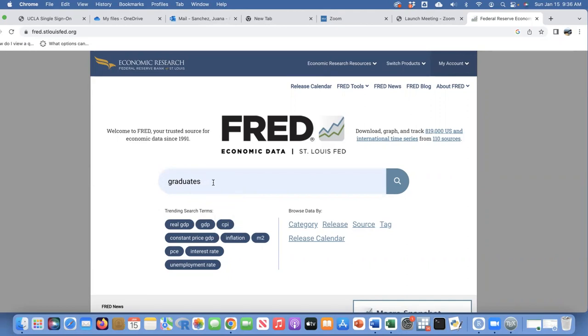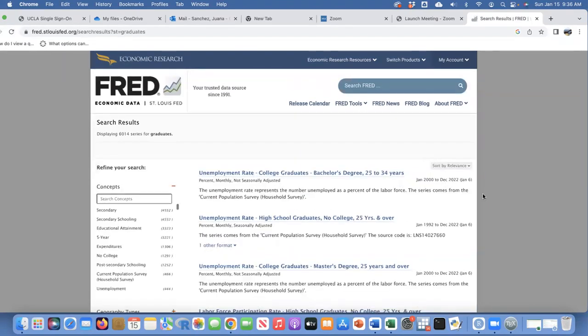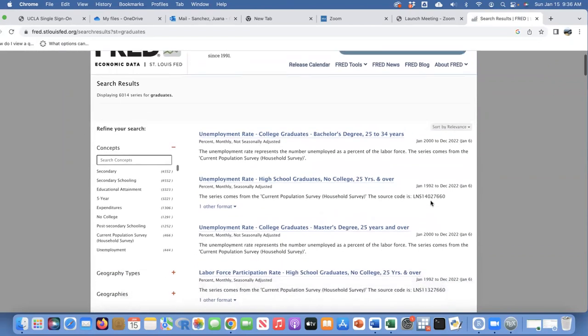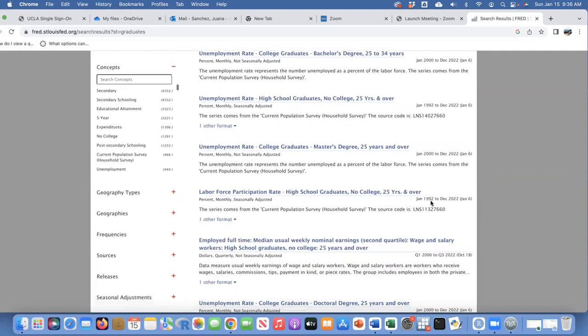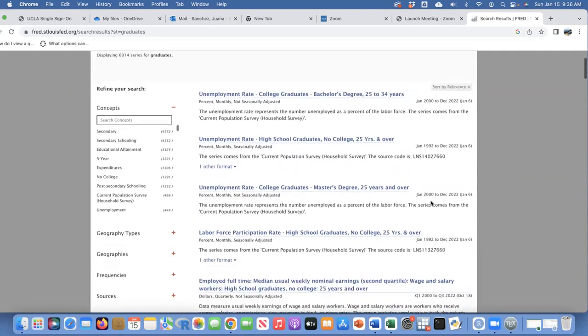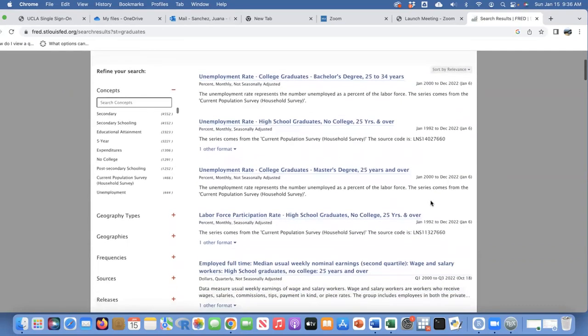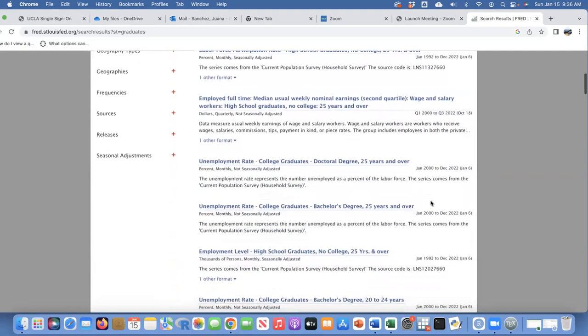I could have typed some other word, and I look and see what FRED has to offer in terms of variables. Maybe I have in mind to do some research comparing the unemployment rate by type of education. So I'm going to concentrate on these. Let's see what we have. We have doctoral degree, 25 years and over, and bachelor's degree, 25 years and over.